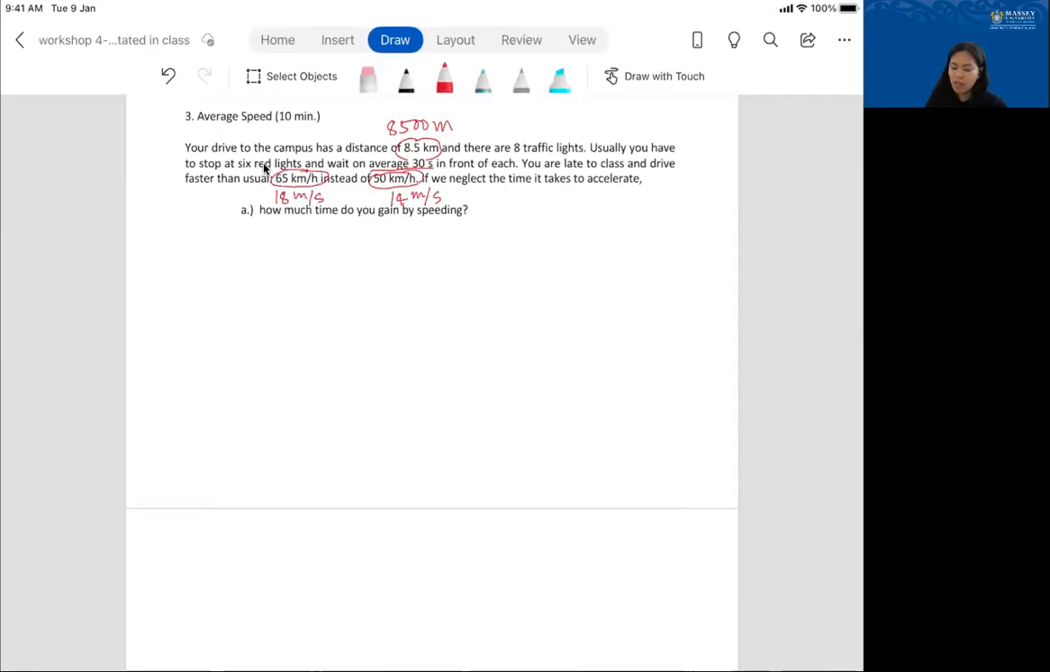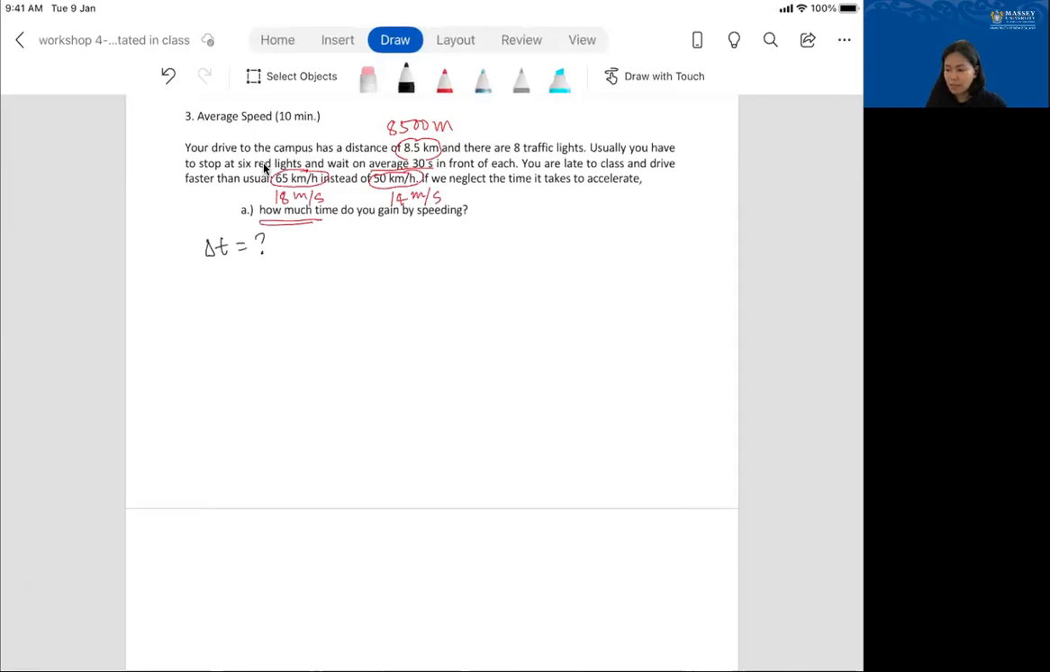So the question here is, how long will it take you to travel 8,500 meters if you're going at 18 meters per second? And compare that to how long it will take you to travel 8,500 meters if you're going at a speed of 14 meters per second. So how much time? That means we need to figure out the time interval, delta t.